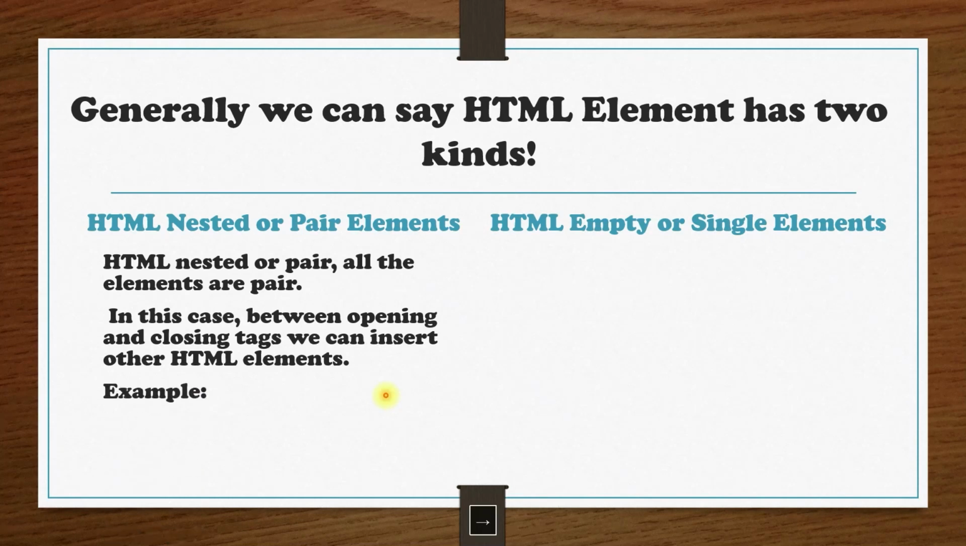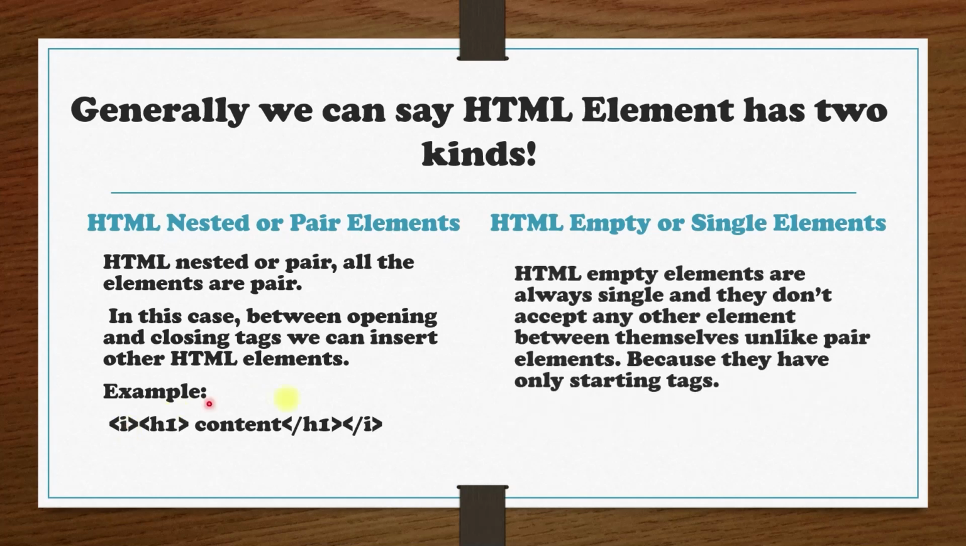There is an example. Look right now. First we have the I tag, which is taken from italic. This tag causes your content, which is a text, to be shown in italic. And H1 is used for what? For making a heading. Look, H1 is opened and closed, but inside another tag, which is what? The I tag. This is called what? Nested elements.